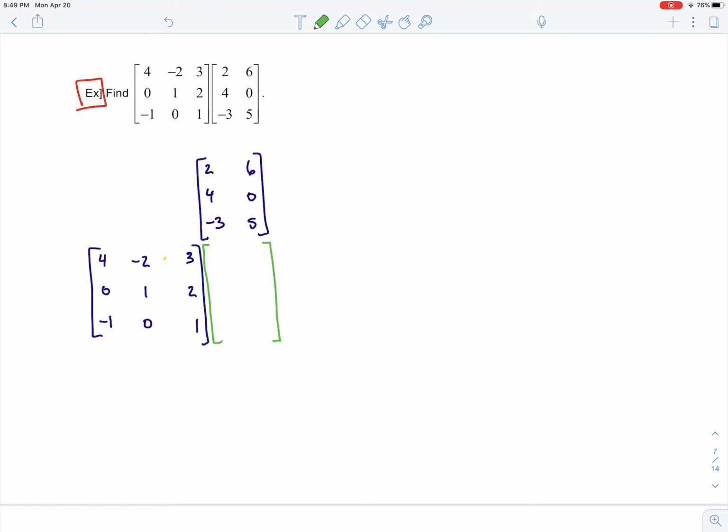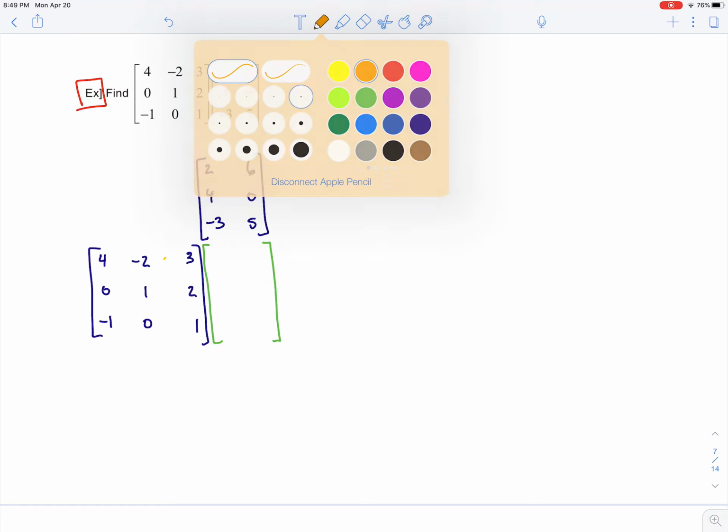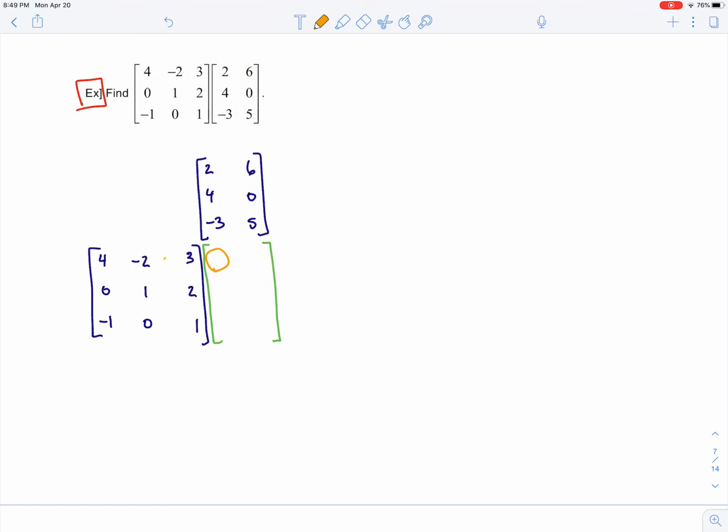So the way that you do this is to populate this first spot here. I use this entire row and this entire column. So I'm going to multiply 4 times 2 plus -2 times 4 plus 3 times -3. That will give me -9.